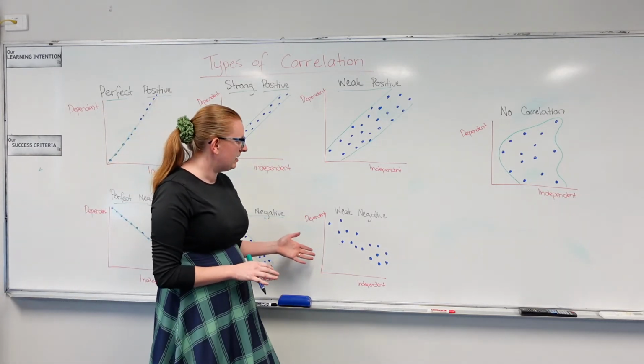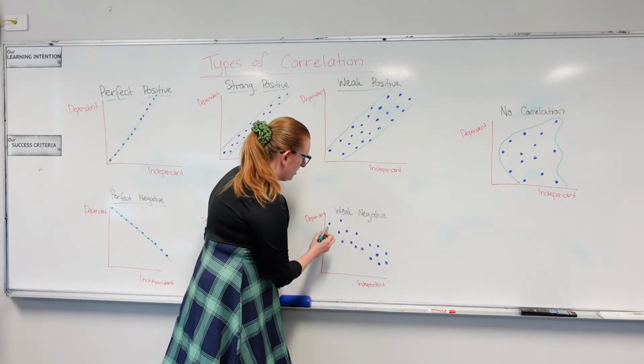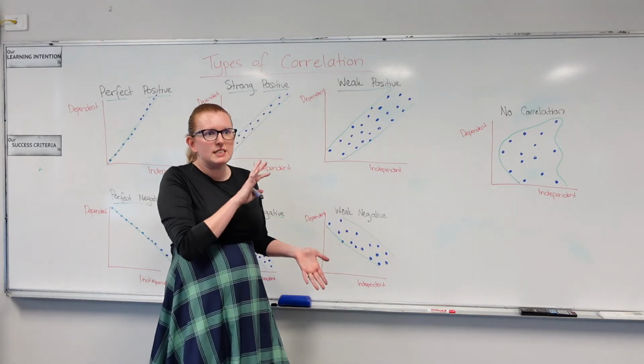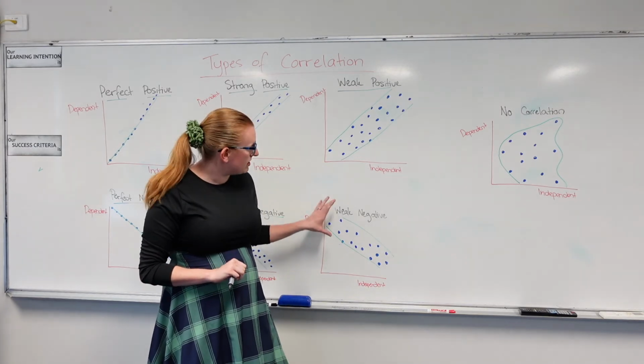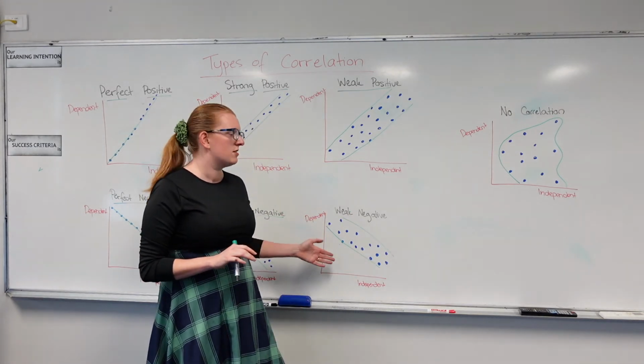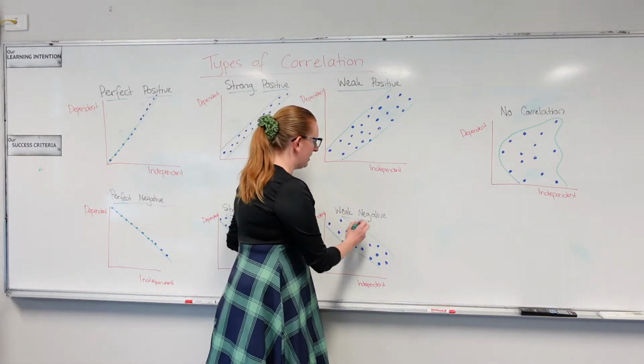And then lastly, here I drew a line around them, and you can see they're going in one direction, yes, they're all headed negative, but they're not grouped as closely together as the other ones, so it's called weak negative.